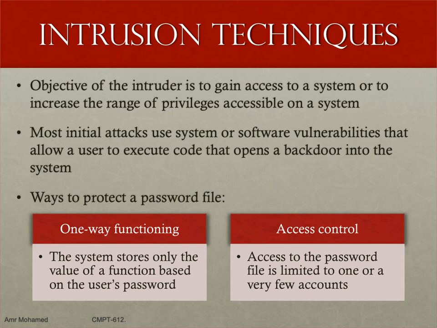So, as we said, with intrusion techniques, the objective of the intruder is to gain access to a system or to increase the range of privileges accessible to him or her. Most initial attacks use system or software vulnerabilities that allow the user to gain access, for example, to a password file or to a database with credit card information and other sensitive information. One way to mitigate this is to say: even if you gain access to a database and get some credit card information, you won't be able to use it, because the information is stored in some way that's not accessible.